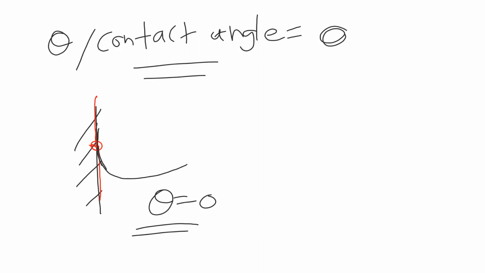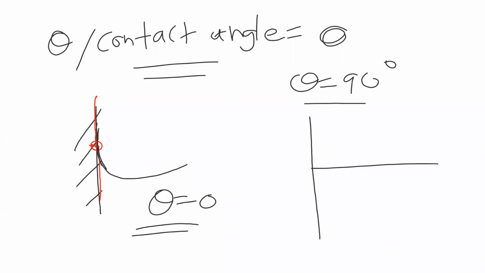And the contact angle 90 scenario. Theta equals 90, like this. If you draw the tangent, the angle between the tangent and the surface through the liquid is 90 degrees. You can take down these two.